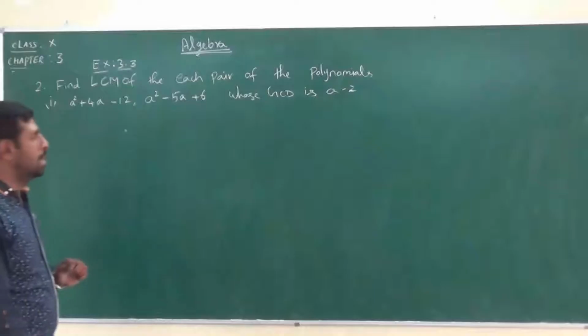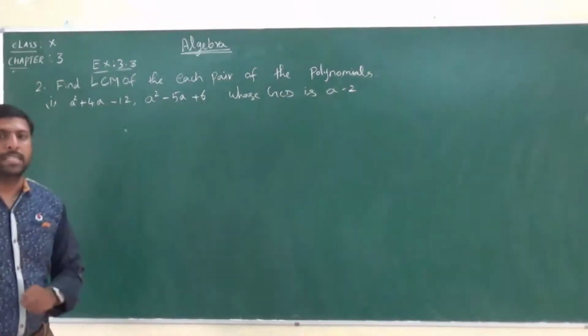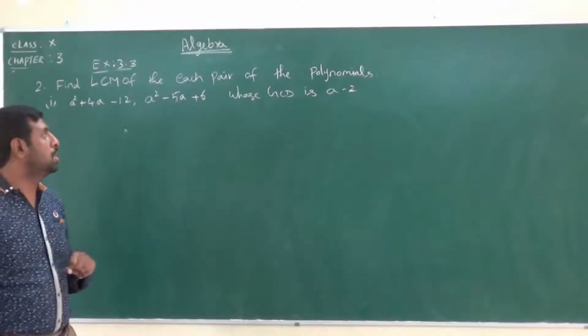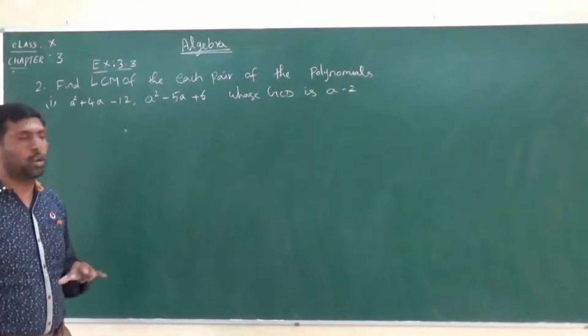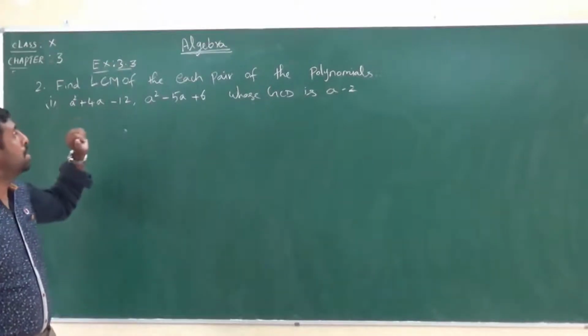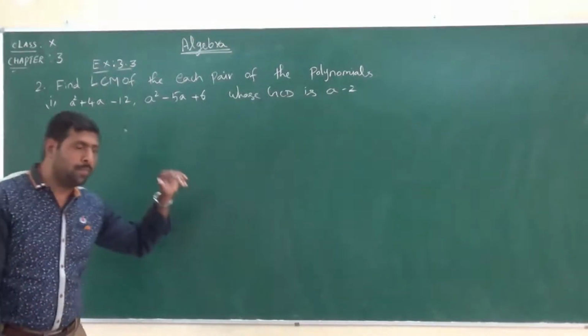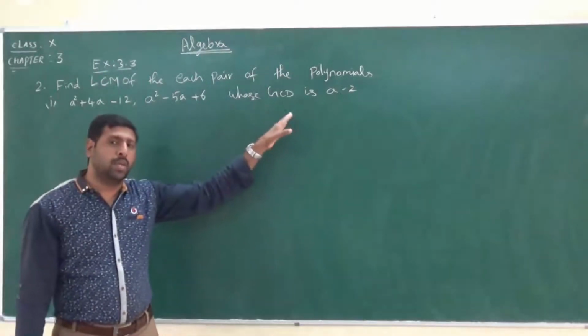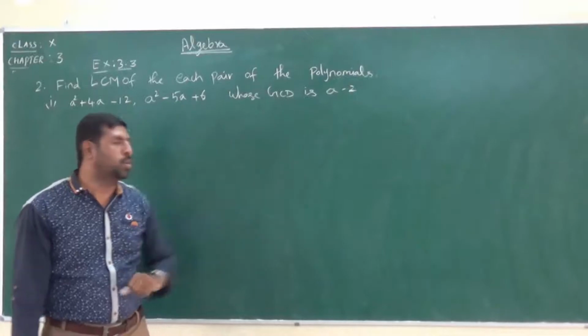Thank you, students. Class 10 algebra, Exercise 3.3, question number 2. Find the LCM of each pair of the following polynomials. Here two polynomials are given, whose GCD is also given. The GCD is a minus 2.